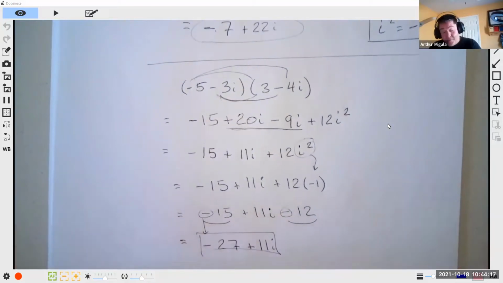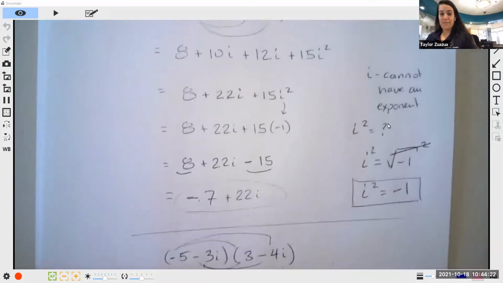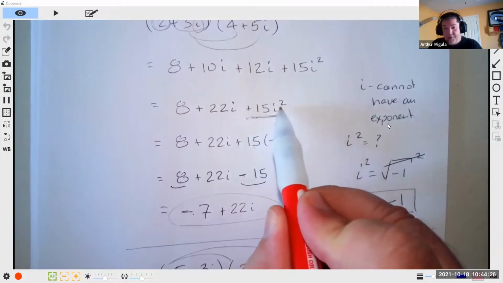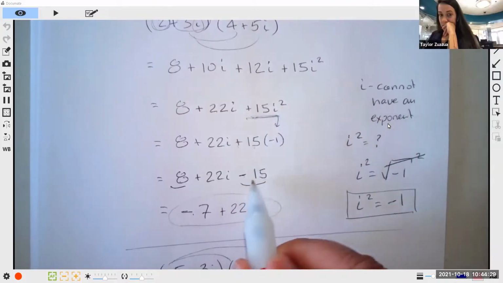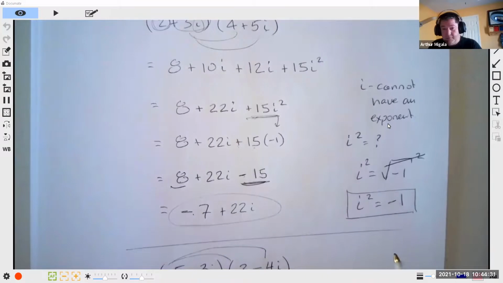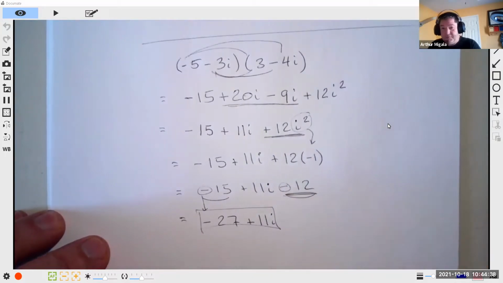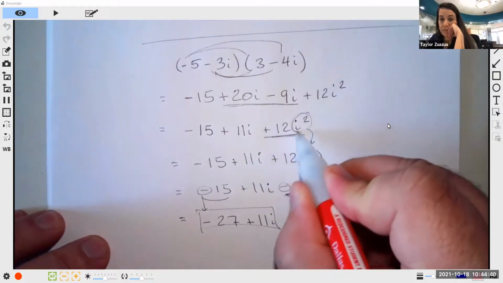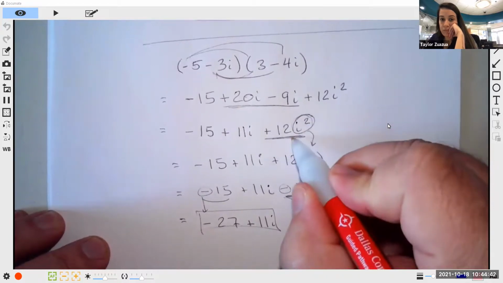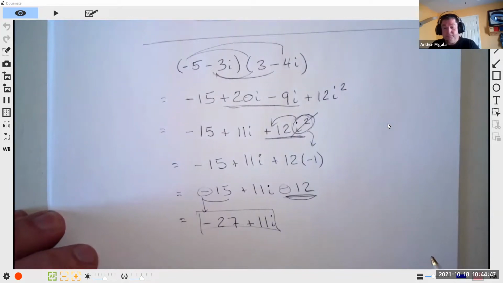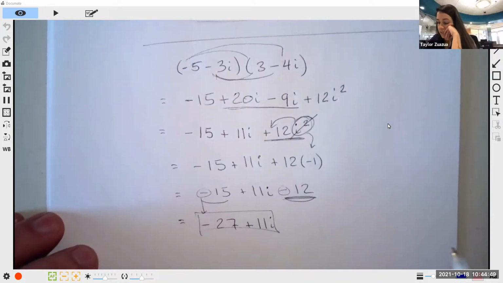Okay, since you're comfortable with that, let me show you a shortcut. This i squared thing. See up here in the first example, we had plus 15i squared. It later became a minus 15, or negative 15. This one was positive 12i squared, eventually became negative 12. So whenever you have an i squared, just get rid of it and change the sign in front of the number. Gotcha. That's a shortcut.